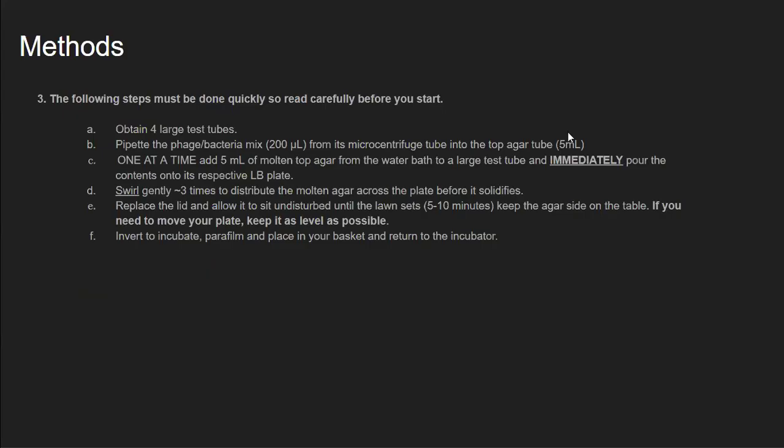One at a time, add 5 milliliters of molten top agar from the water bath to a large test tube and immediately pour the contents onto its respective LB plate. Swirl gently about 3 times to distribute the molten agar across the plate before it solidifies. Replace the lid and allow it to sit undisturbed until the lawn sets, 5 to 10 minutes. Keep the agar side on the table. If you need to move your plate, keep it as level as possible. Invert to incubate per film, place in your basket, and return to the incubator.